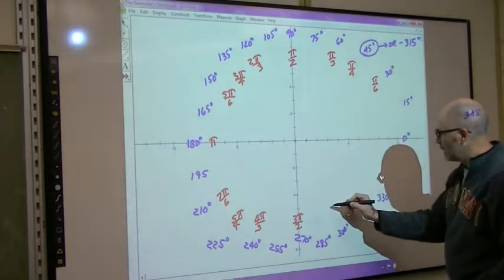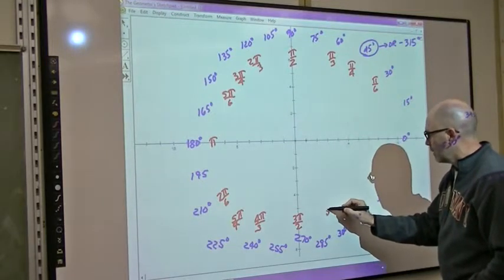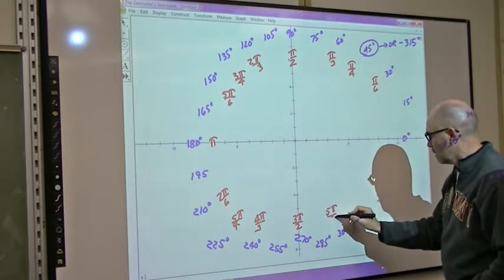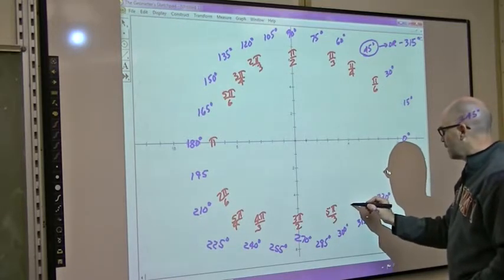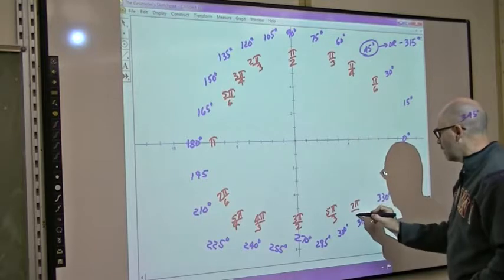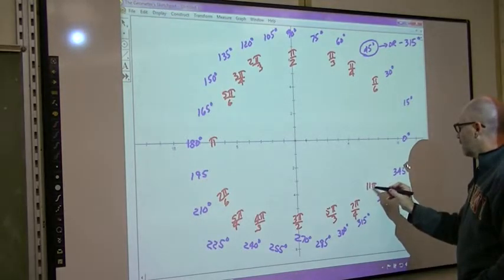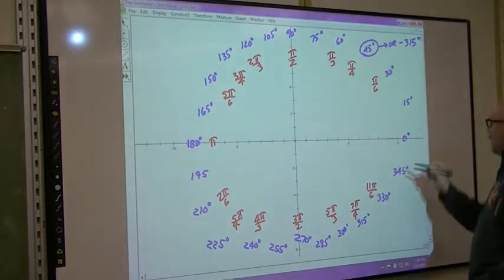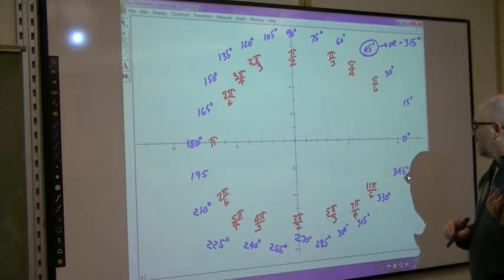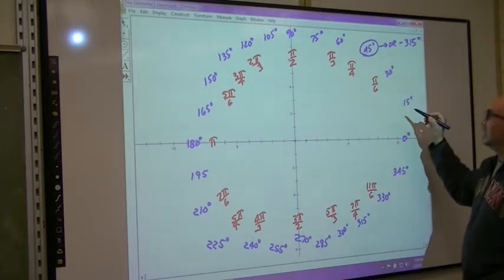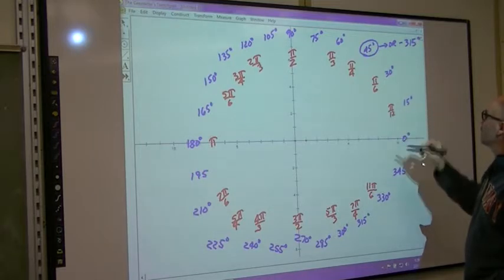Then 300 degrees is going to be 5 pi over 3. 315 gives us our pi over 4, so that's going to be 7 pi over 4. Then 11 pi over 6 for the 330, and back to 2 pi or 0. Now, the in-between is going to be pi over 12s. So 15 degrees would be pi over 12.